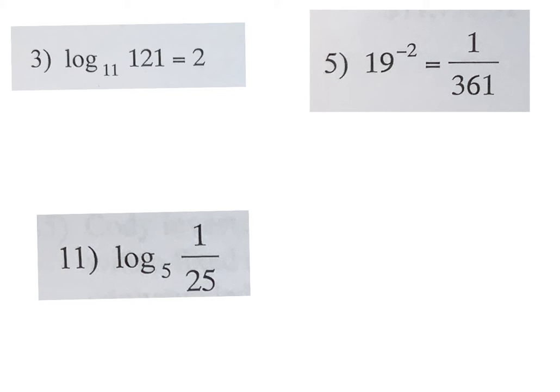Two sections are literally just rewriting. That's all you're doing. So if it's given to you in log, they want you to rewrite in exponential form. The base of the log is the base of your exponent. What it equals is your exponent. And then you're going to set it equal to the other side. It's really easy to see this is the right way because 11 squared is 121. So you did it correctly.